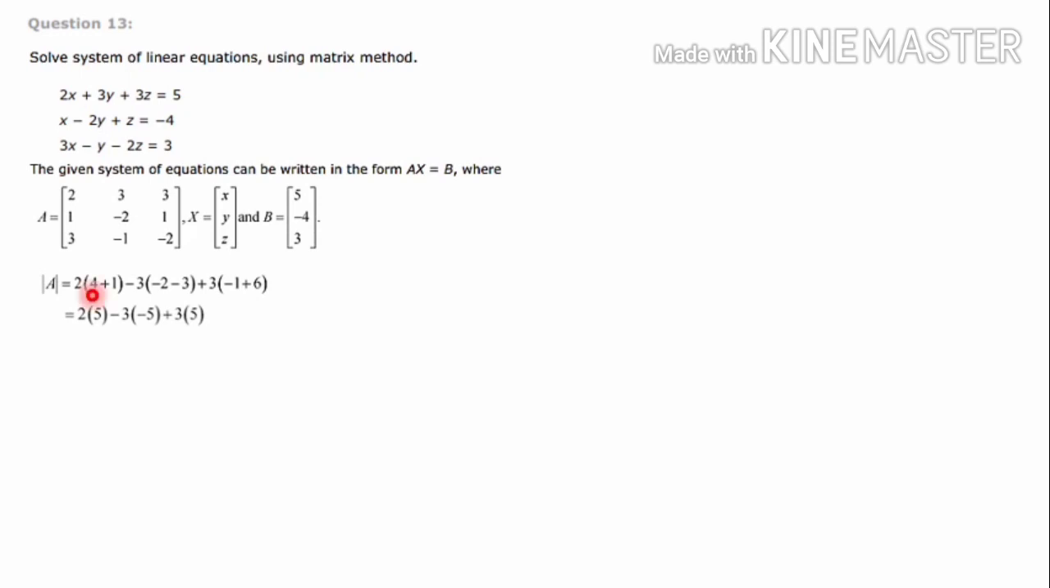That is 2 into 4 plus 1 is 5, minus 3 into minus 2 minus 3, that is minus 5. Here minus 1 plus 6, that is 5. That is equal to 2 into 5 is 10, minus into minus is plus, 5 into 3 is 15, again 5 into 3 is 15. So finally we have got the answer as 40. This is not equal to 0. Since the determinant is not equal to 0, A is non-singular and the inverse exists.